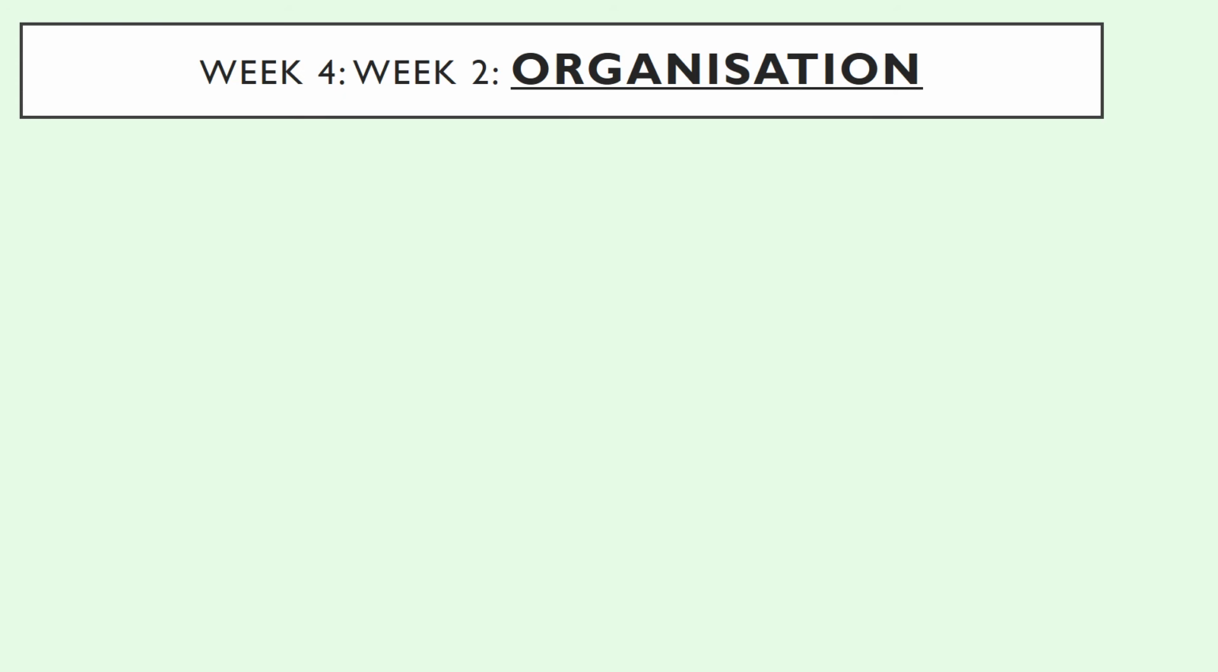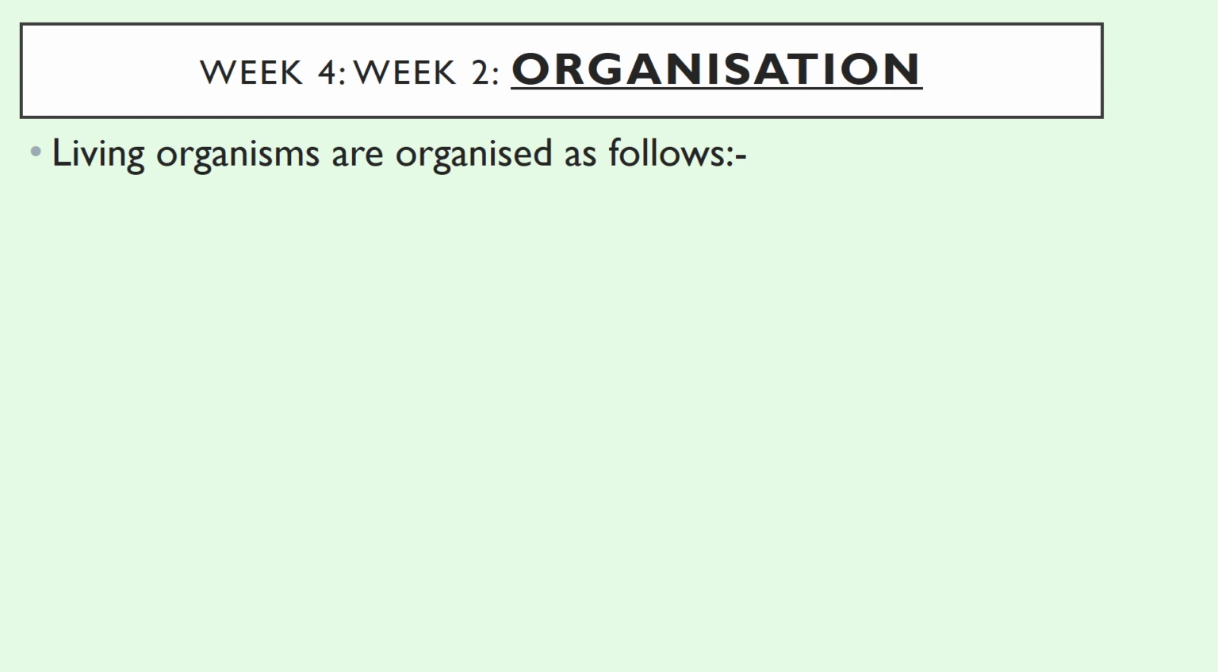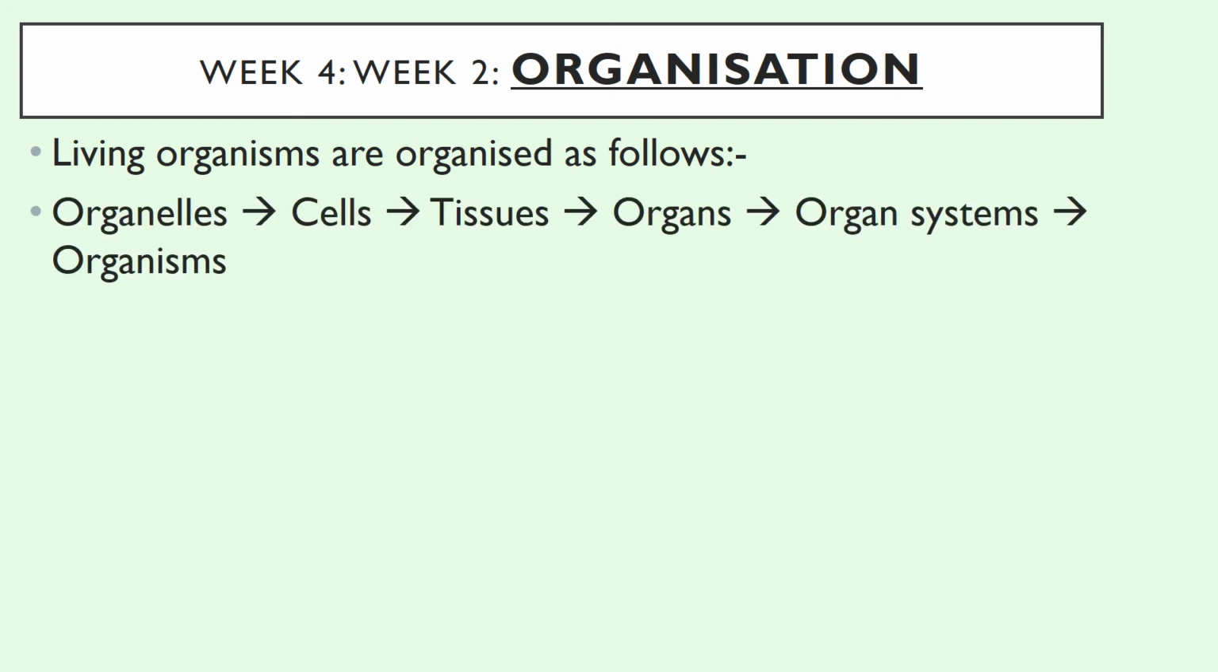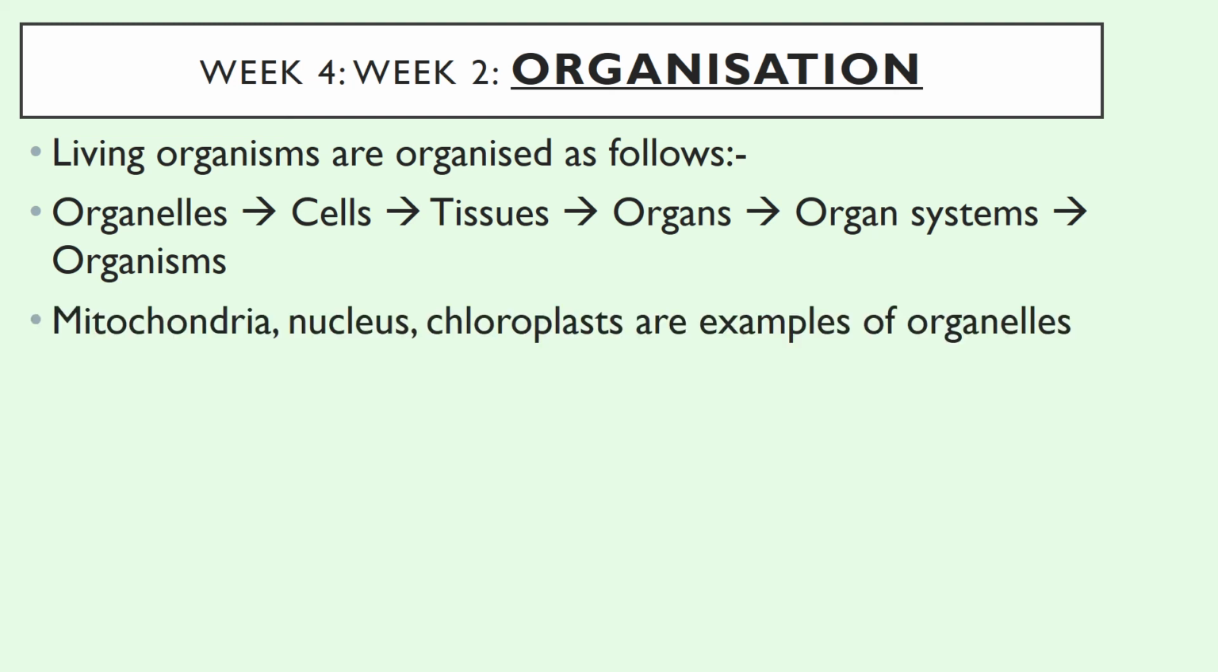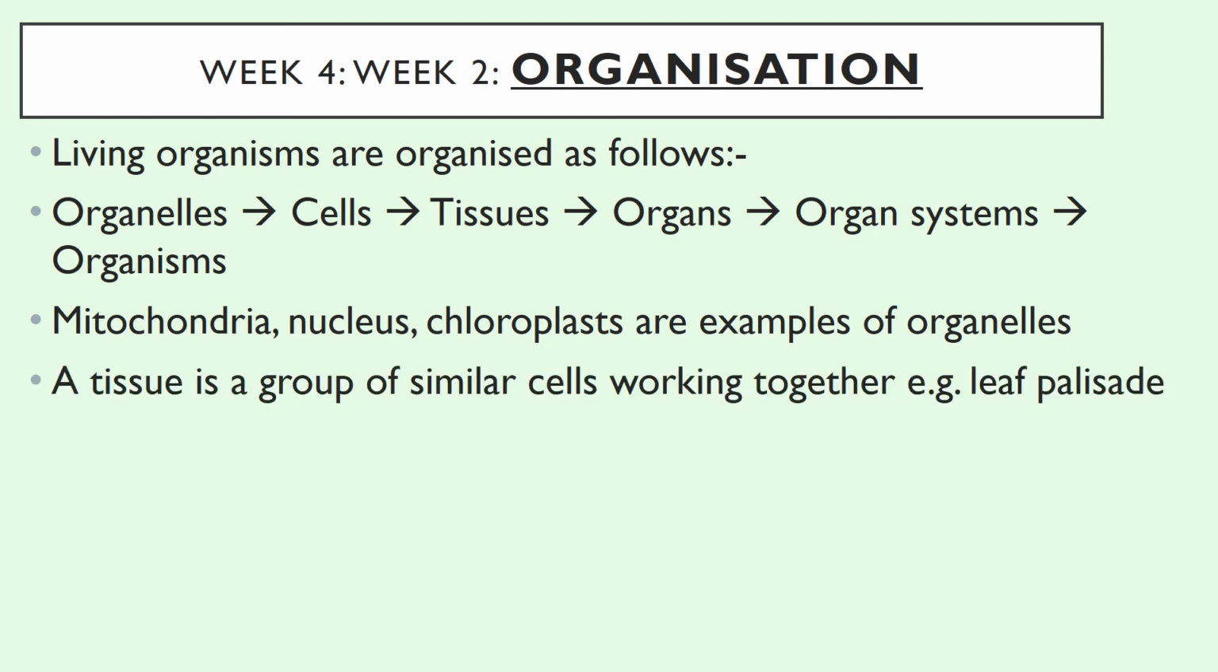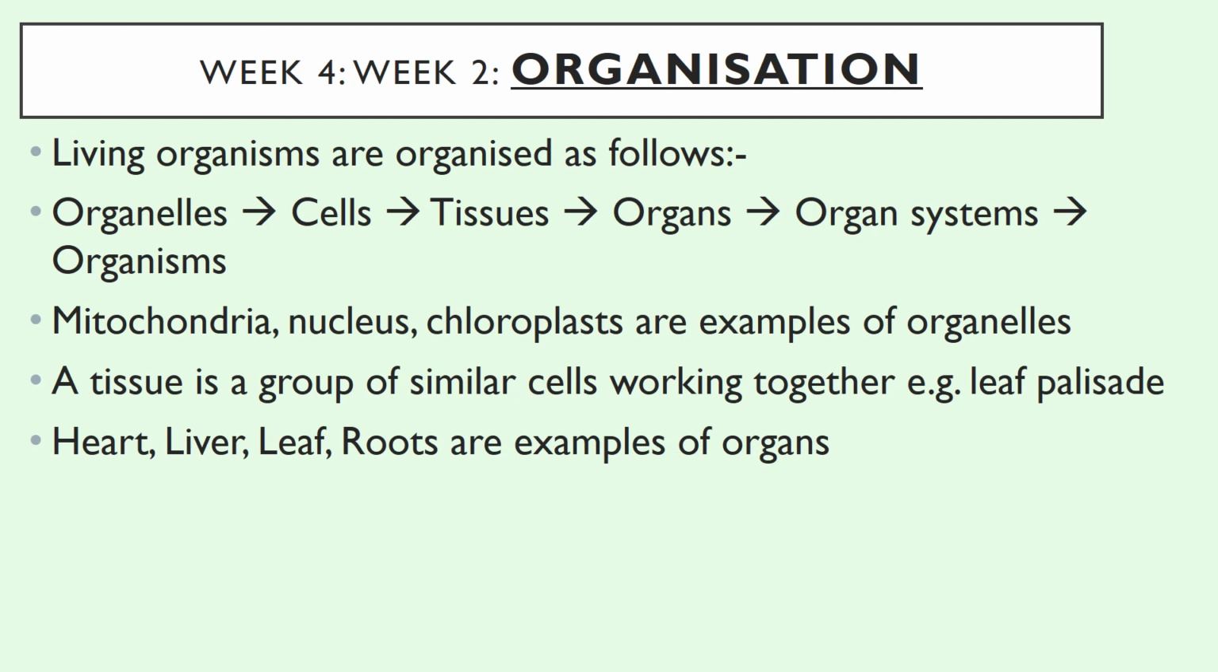So to recap, the facts that you guys need to know from this lesson is that living organisms are organised as follows. Organelles make up cells, cells make up tissues, tissues make up organs, organs make up organ systems, and organ systems make up organisms. Mitochondria, nucleus, chloroplasts are examples of organelles. A tissue is a group of similar cells working together. An example is leaf palisade. Heart, liver, leaf and roots are all examples of organs.